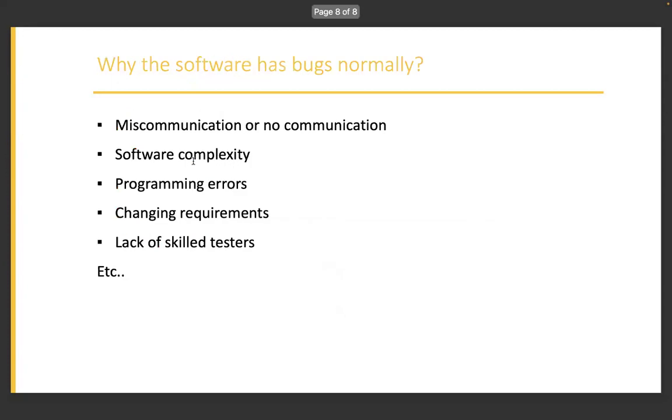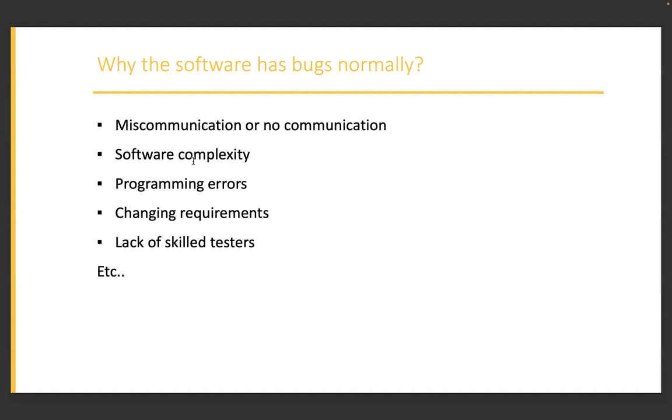Why does the software have bugs normally? The reason is either there is a lack of communication. Like, I am explaining you something, you have understood something else, and you have started the development. Next is software complexity.